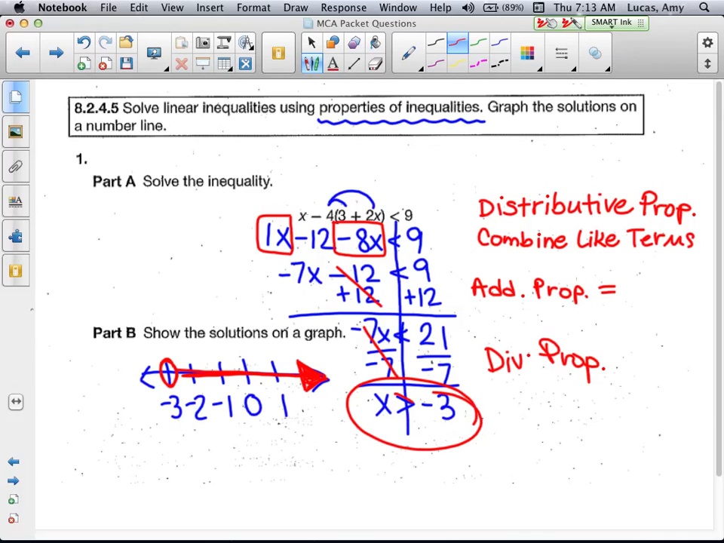Remember that the arrow right here on my ray matches the direction of my inequality symbol as long as the variable's on the left-hand side. So since I have x on the left-hand side greater than -3, the direction my ray is pointing matches the direction the inequality symbol points. So graphing an inequality means graphing it on a number line when it's an inequality in one variable.